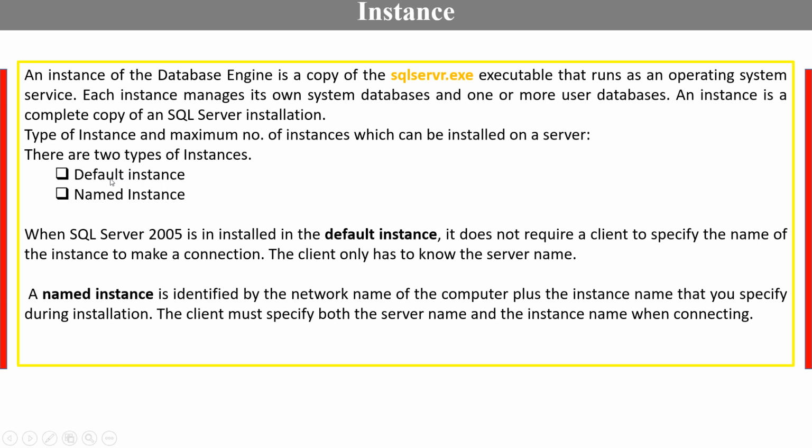So we have 2 types of instance: the default instance and the named instance. Each instance is a unique unit. You can create a number of databases and perform a number of transactions. There is no dependency, sir. Each instance maintains different DLLs and exe files in the backend. It maintains everything separately.